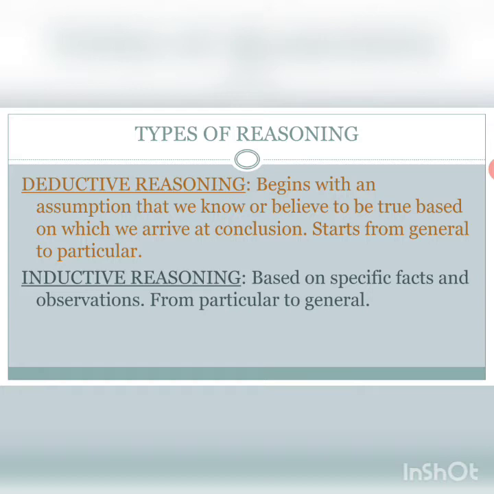What about inductive reasoning? Inductive reasoning is based on specific facts and observations, and it starts from particular to general. So on the basis of several facts, you come to a generalized assumption about something, and those conclusions are called inferences. Inductive reasoning is often probabilistic, so you cannot be 100% sure that your conclusion is going to be true or applicable, and it starts from particular to general.